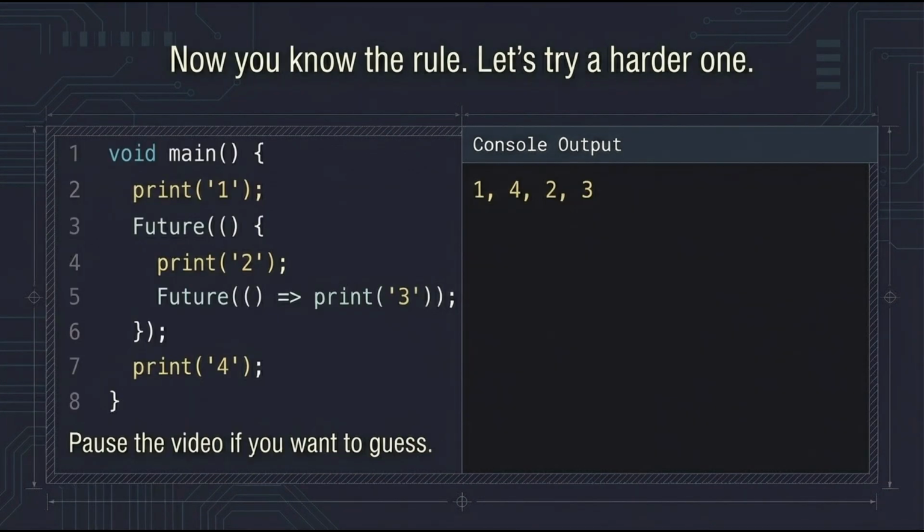Now you know the rule. Let's try a harder one. We have a nested future inside another future. Pause the video if you want to guess. The answer is 1, 4, 2, 3. Even inside a future, if you create another future, it doesn't run immediately. It goes back to the queue. The chef doesn't stack orders on the stove. He always goes back to the board.